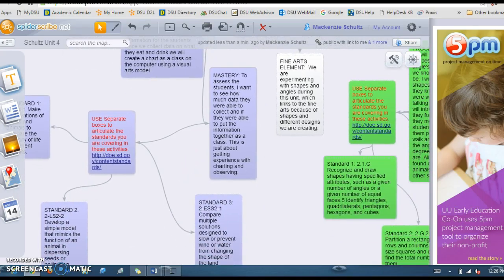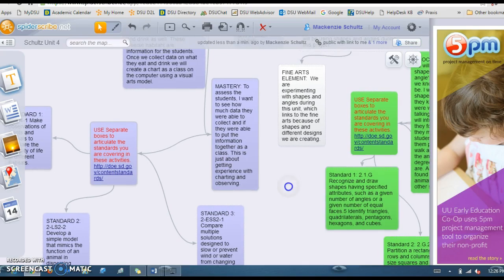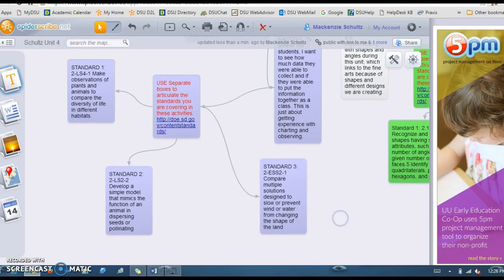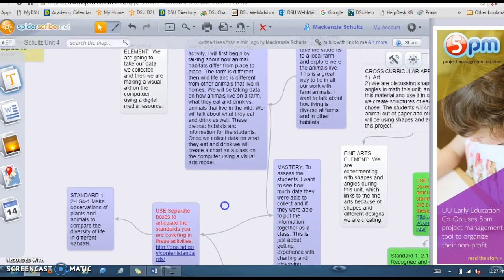To master this, I want the students to see how much data they were able to collect and if they were able to put the information together as a class, and basically it's a good thing about charting and observing data. So our 3 standards are down here: basically observing and comparing wildlife and different habitats.